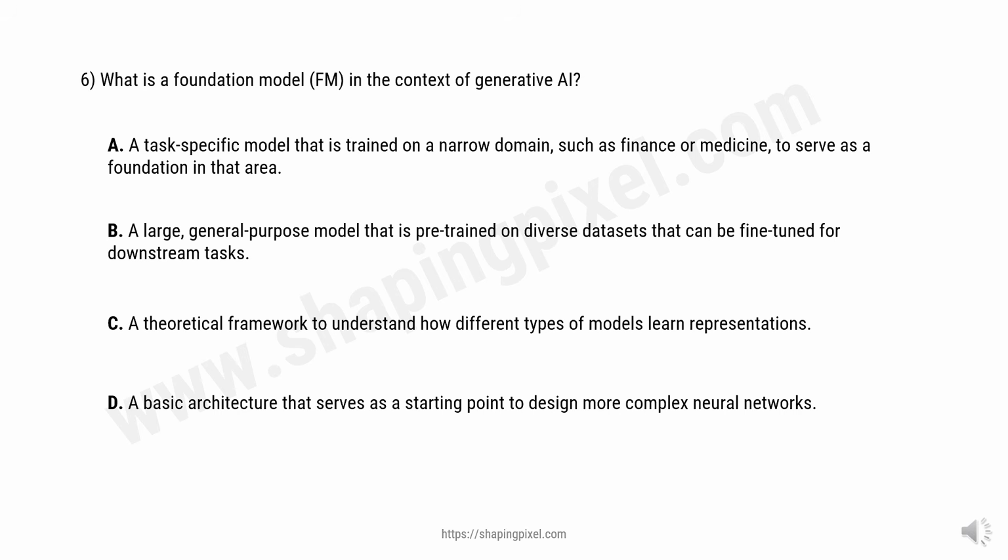Question number 6. What is a foundation model in the context of generative AI? Option A, a task-specific model that is trained on a narrow domain such as finance or medicine to serve as a foundation in that area. Option B, a large general-purpose model that is pre-trained on diverse datasets that can be fine-tuned for downstream tasks. Option C, a theoretical framework to understand how different types of models learn representations. Option D, a basic architecture that serves as a starting point to design more complex neural networks.